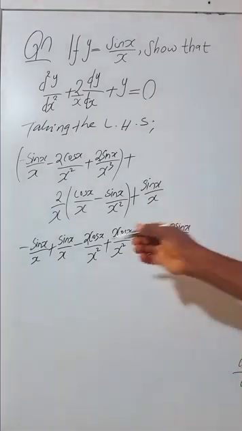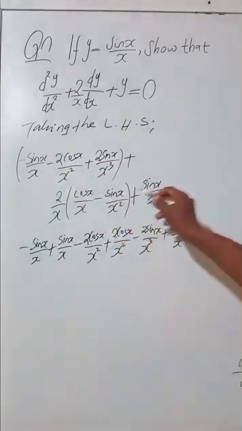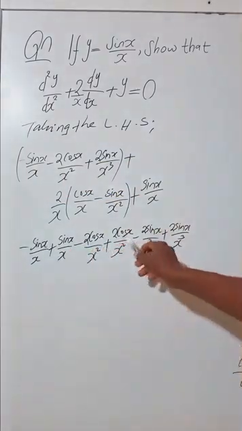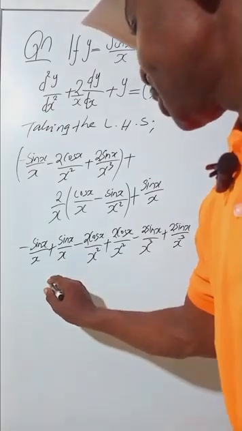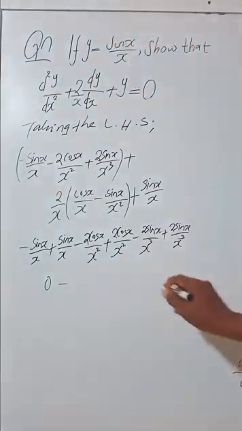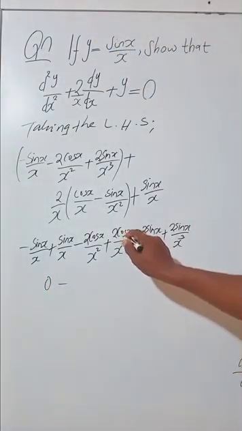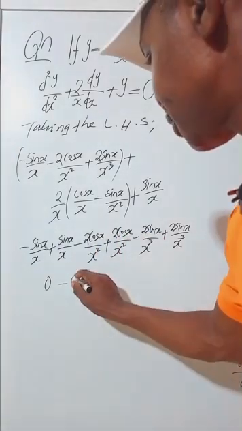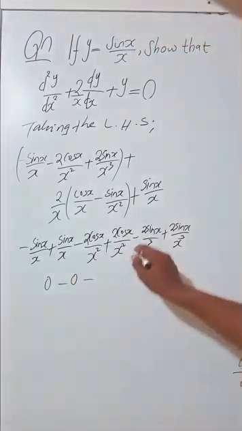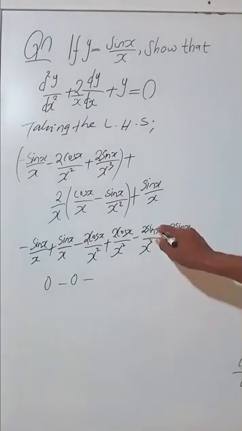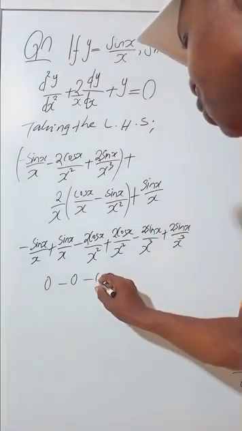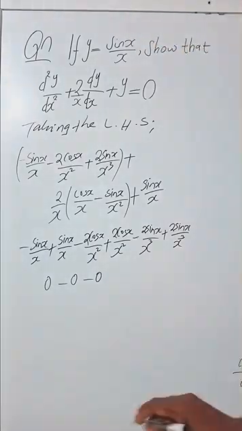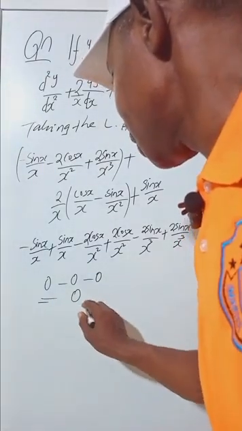So all terms are there. We have 6 terms. Minus sine x over x plus this one gives us 0. Minus 2 cos x over x squared plus 2 cos x over x squared gives us 0. Then minus 2 sine x over x cubic plus 2 sine x over x cubic also gives 0. So in other words, 0 minus 0 minus 0 gives 0.